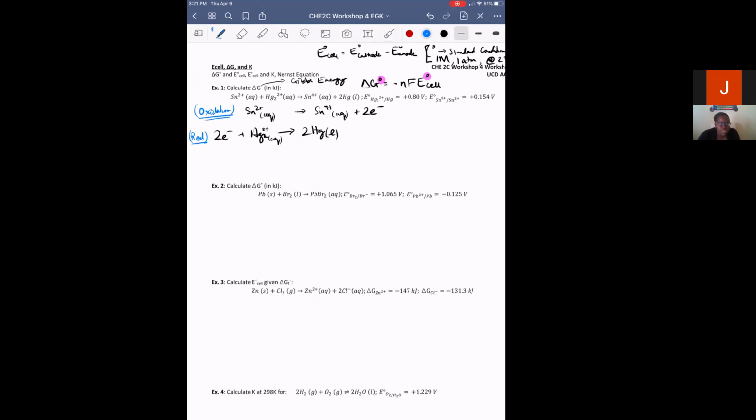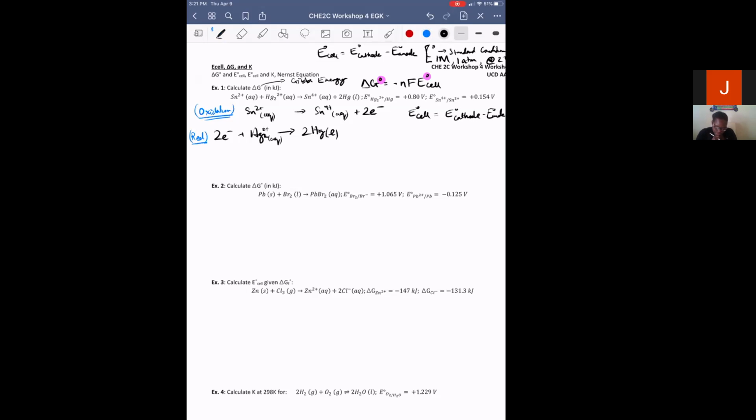And now what we want to do, since we know the half reaction for each, and we're given the reduction potential for each half reaction in the reduction direction, is make sure that when we calculate E naught cell, we're taking the E naught of our cathode minus the E naught of our anode.